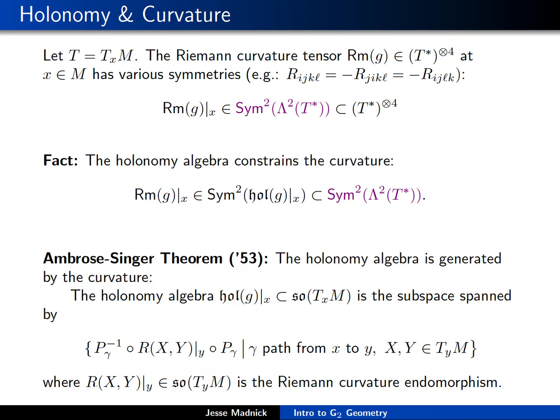A sort of converse to this is given by the Ambrose-Singer theorem. And this says that not only is the holonomy constrained by the curvature, but in fact it is generated by the curvature, in the sense that the holonomy algebra is precisely the subspace spanned by conjugates of the Riemann curvature endomorphisms. So if you know the Riemann curvature endomorphisms, then in principle at least, you could recover the holonomy algebra. In practice, this is not an easy thing to do.